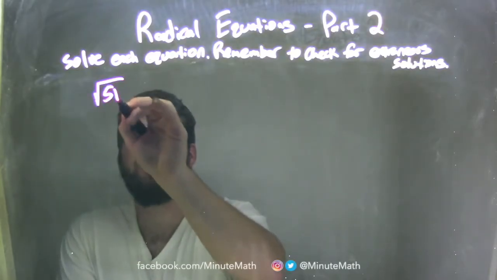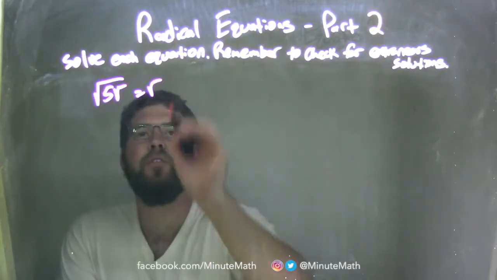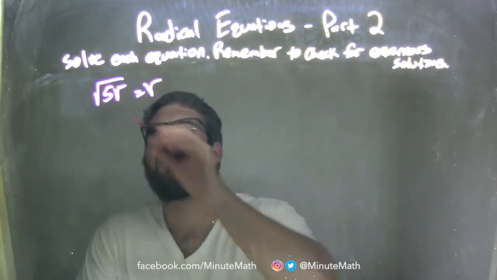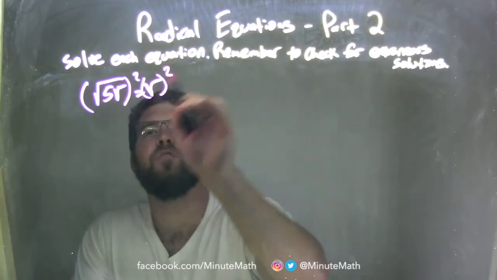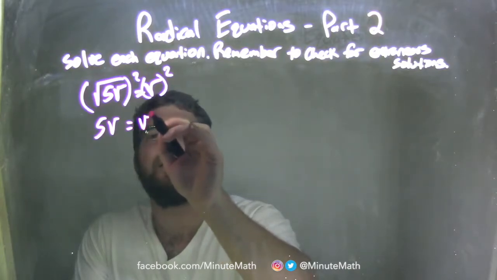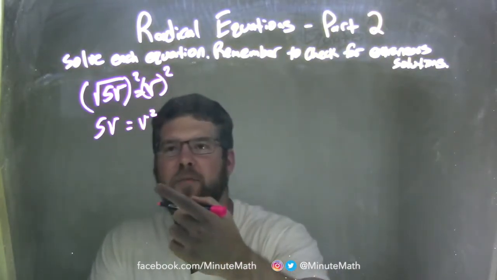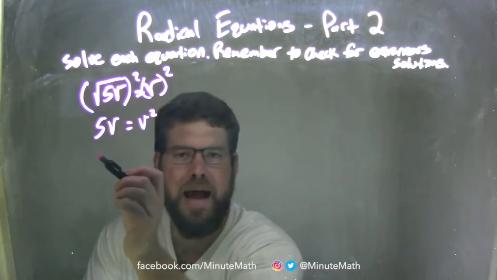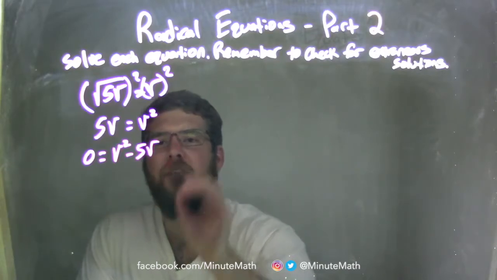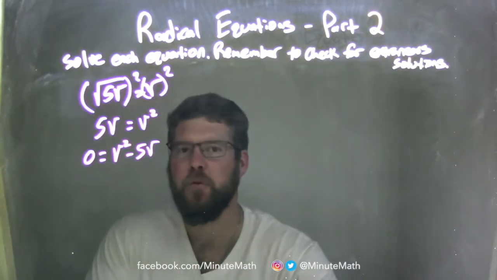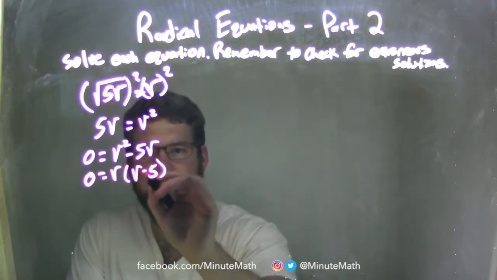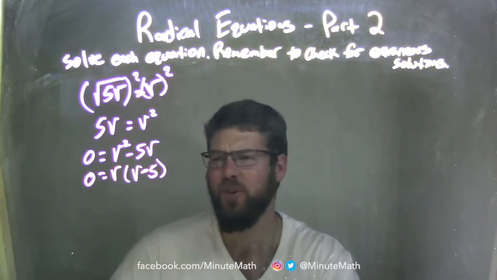Square root of 5v equals v. That's a weird looking v. All right. Anyway, that's a v right there. I'm going to square both sides. Squaring both sides gets rid of that radical. 5v, that's a little better, equals v squared. Okay, let's bring the 5v over with the v squared. We're subtracting it. So 0 equals v squared minus 5v. Okay, now we need to factor. Let's pull a v out. So 0 equals v times v minus 5. Right there. Great, looking good.